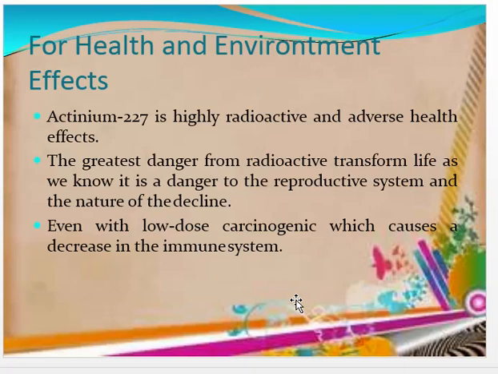Actinium-227 is a highly radioactive isotope with adverse health effects. The greatest danger from radioactive transformation is to life, and we know it is a danger to the reproductive system. Even at a low dose it is carcinogenic and causes a decrease in the immune system.